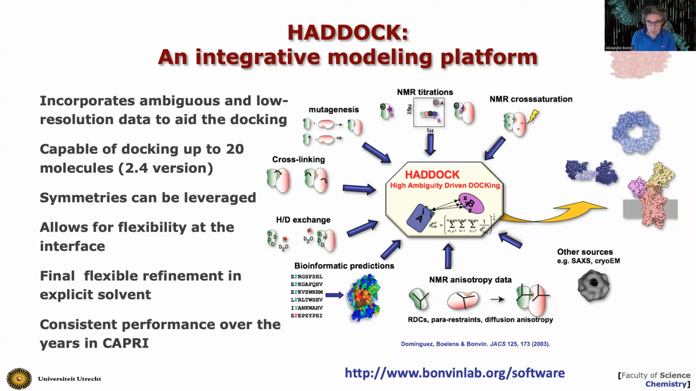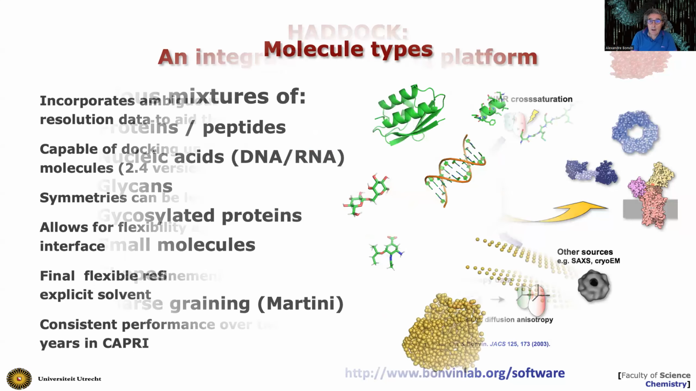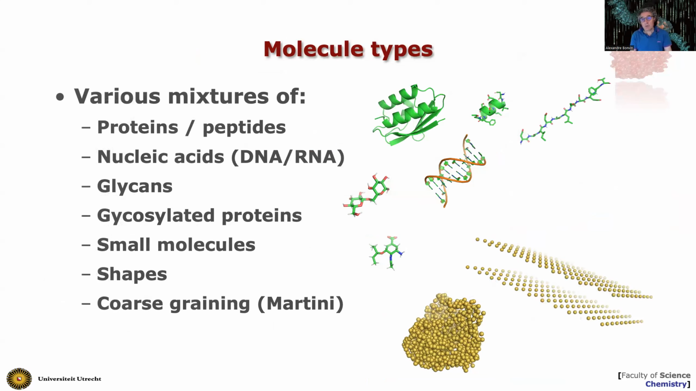HADDOCK also allows flexibility, so we are not dealing with rigid puzzle pieces, but we're going to adapt the shape of the puzzle pieces during the process. What kind of molecules do we support? That's also something that very early on in the development of HADDOCK, we had support for different types of molecules. So we started working with proteins, peptides. Very quickly, also early on, we started dealing with RNA, DNA, nucleic acids, glycans, also very important.